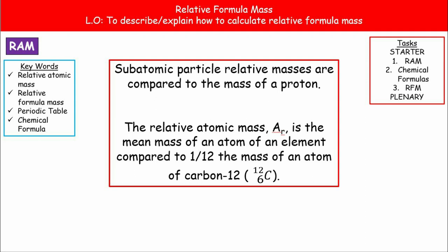So the relative atomic mass is the mean mass of an atom compared to 1/12 the mass of an atom of carbon-12. Make sure you've got those definitions written down. I'll just give you another 30 seconds in case you've not got it yet.